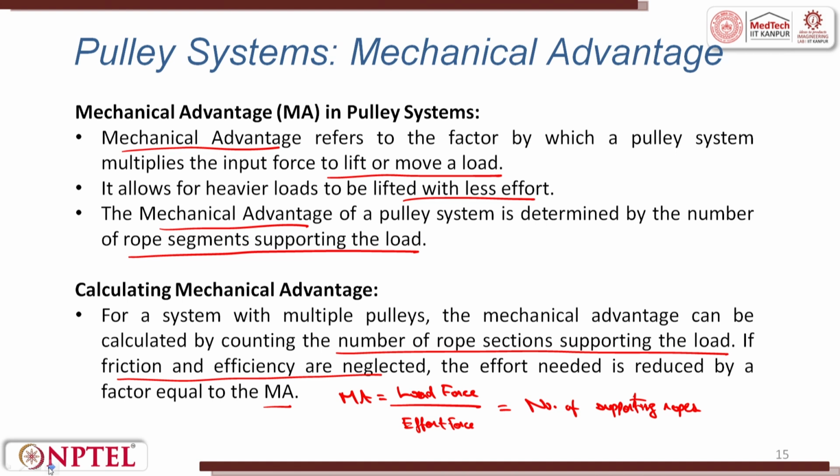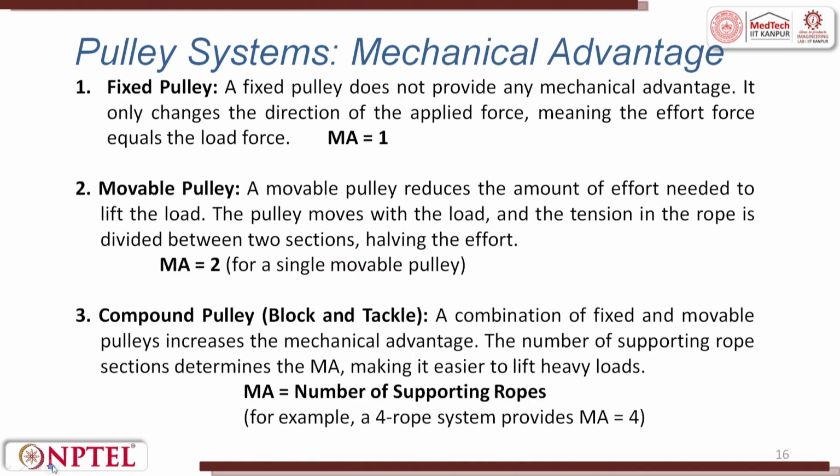So, load force by effort force is equal to the number of supporting ropes that are applied to pull, that is mechanical advantage. So, how do we calculate mechanical advantage? A fixed pulley does not provide any mechanical advantage in general; it can only change the direction of the applied force, meaning the effort force is equal to the load force, here MA is equal to 1. A movable pulley reduces the amount of effort needed to lift the load. The pulley moves with the load and the tension in the rope is divided between two sections, halving the effort, that is, the mechanical advantage is 2 for a single movable pulley only.